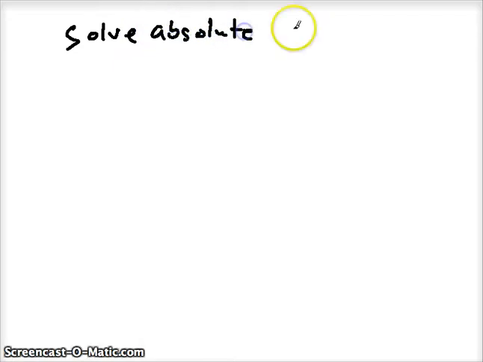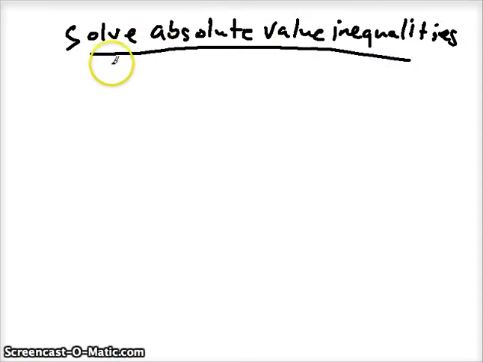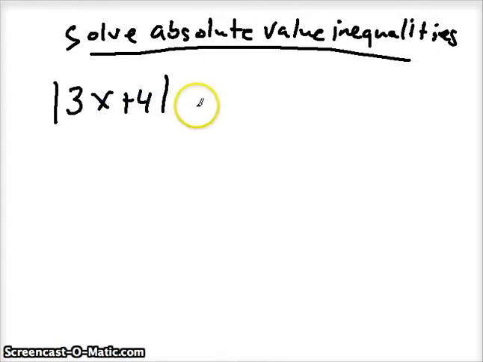In this video, I'm going to show you how to solve absolute value inequalities. So, inequalities that involve absolute values. For example, the absolute value of 3x plus 4 is greater than or equal to 7.